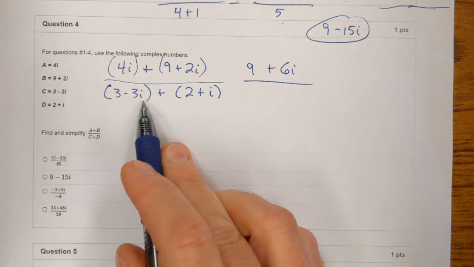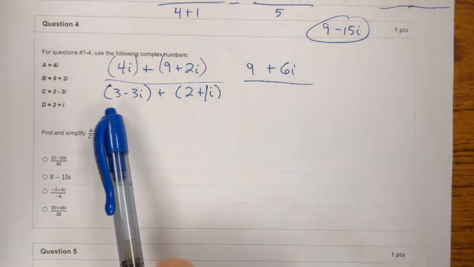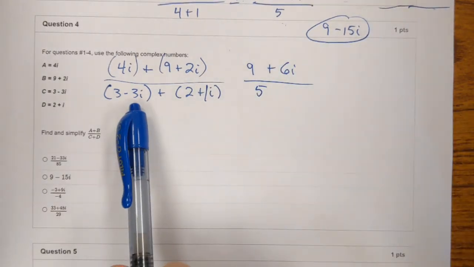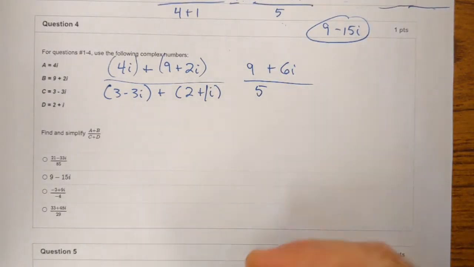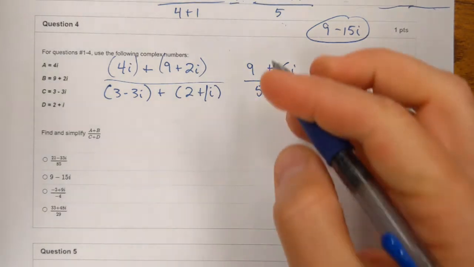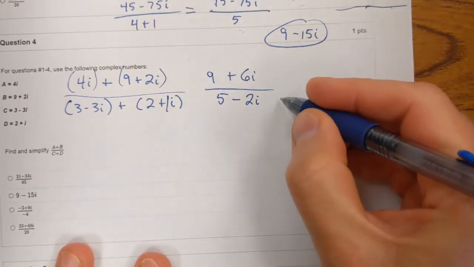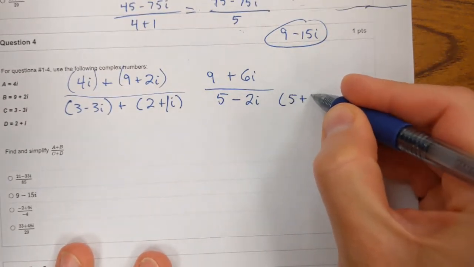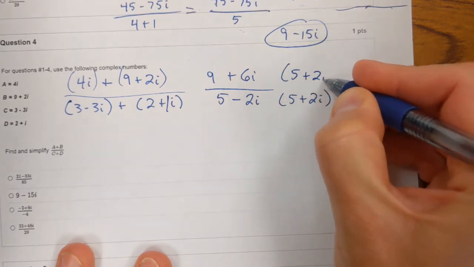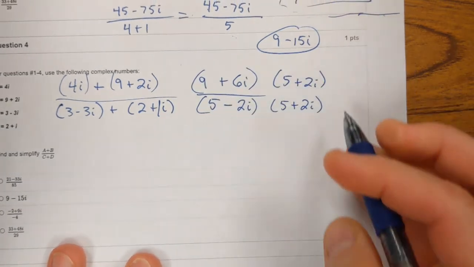Likewise, when we have to take 3 minus 3i plus 2 plus i, and I'm going to put a 1 in front of that i, we're going to take the 3 plus the 2, which is 5. The negative 3i plus the 1i would be a negative 2i. Okay, so this now is going to be very simple. Going to question number 2, we're going to multiply the top and the bottom of this fraction by the conjugate. This will eliminate the i in the bottom of my fraction.